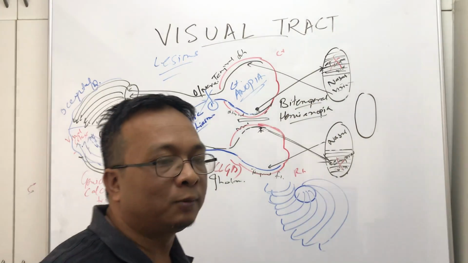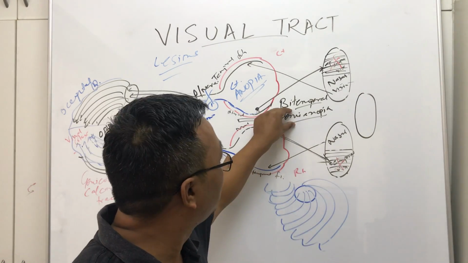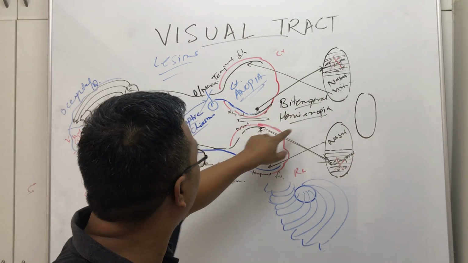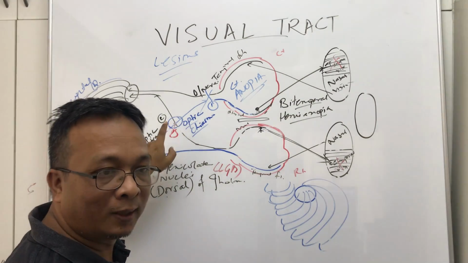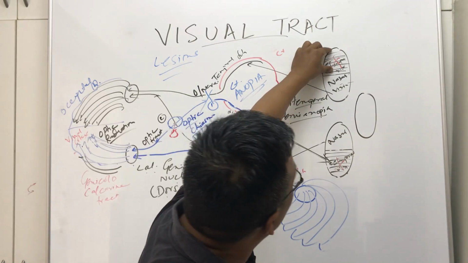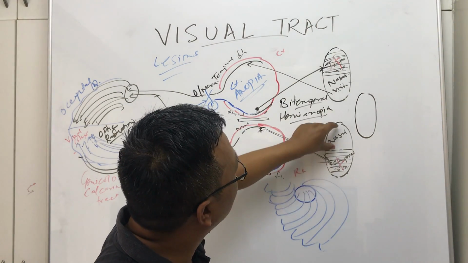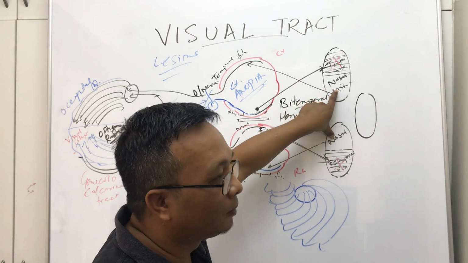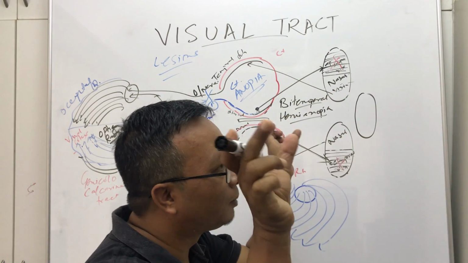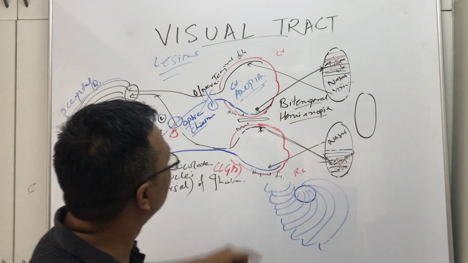So one more question comes: when is bitemporal hemianopia found? Hemi means half. So bitemporal hemianopia is found in the number two lesion, whenever there is a lesion in the optic chiasma. In optic chiasma lesions, both the temporal visions are cut. Only the nasal field is there. Means he can see clearly in the center, but this part will be dark for him. So this is called bitemporal hemianopia.